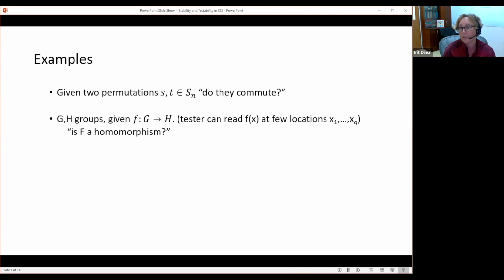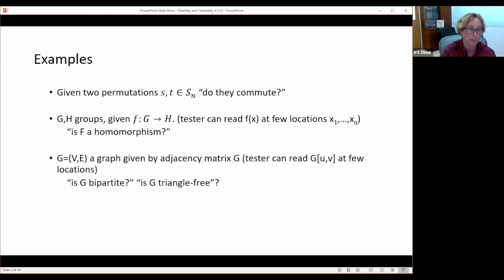And you're going to accept, the tester will say, okay, this looks like a homomorphism if f of X times f of Y equals f of XY. So you're reading your function here on only 3 points, and we will see later that this is actually a good tester. It's not a priori clear. So the homomorphism thing is an example of what sometimes people call algebraic property testing, dealing with objects that have some algebraic symmetries and so on.